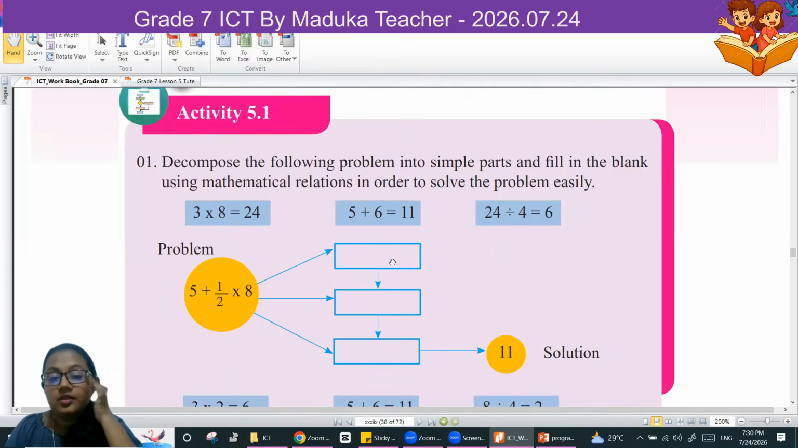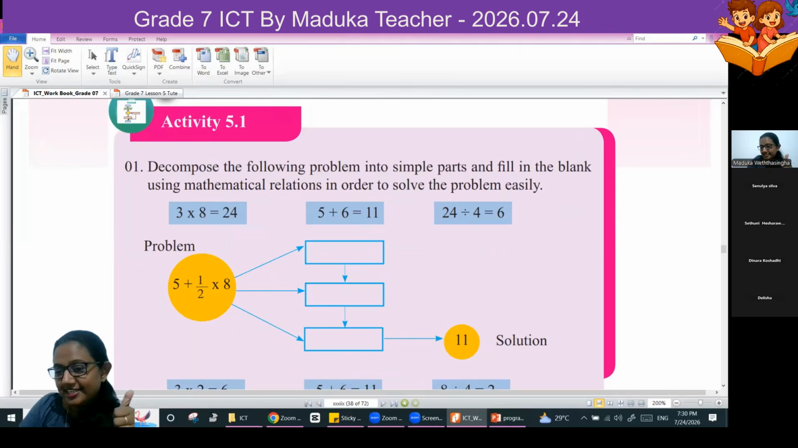First one. Decompose the. Right. Do you have the workbook with you now, son? Do you have the workbook with you? Yes? Yes. Yes, right.